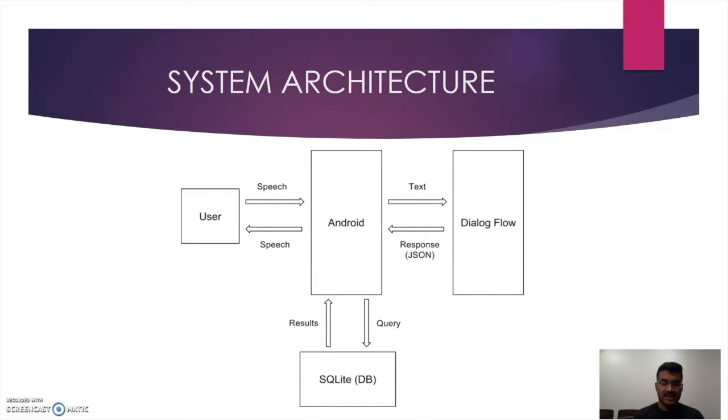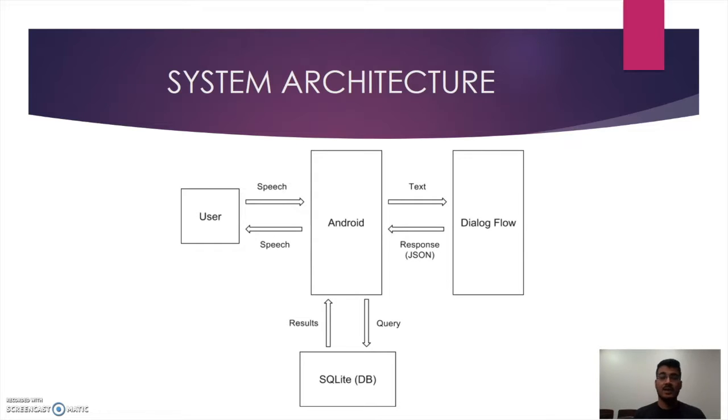The basic system architecture is divided into three parts. First is Android, which is the base of our application. Second is the Dialogflow unit, which is the natural language processing unit for our application. Third is the database, SQLite.